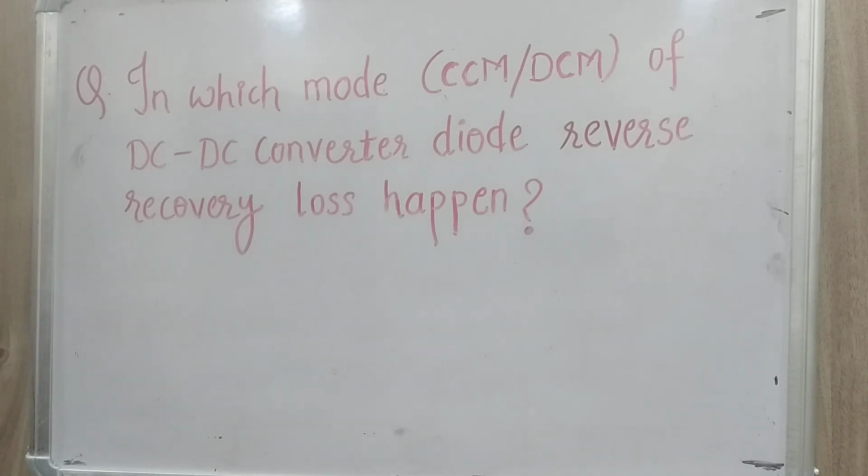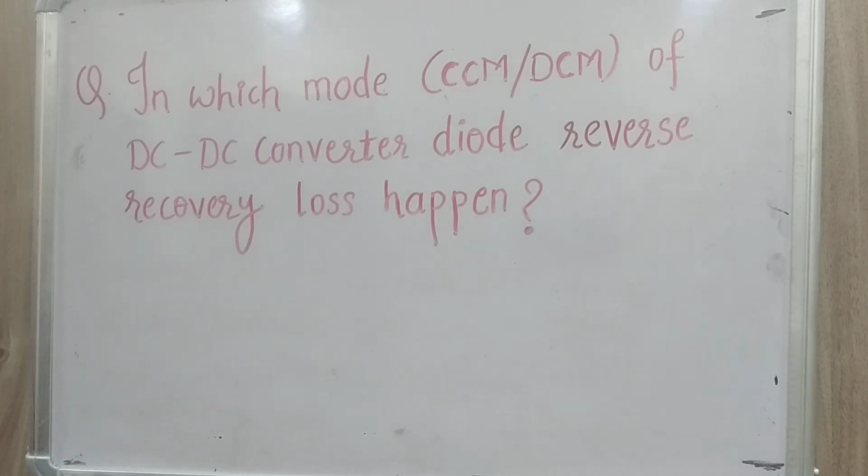Maybe some of you might know the answer to this question, but maybe not the root cause of it. So we will have a look at the reverse recovery loss of the diode and in which mode of the DC-DC converter it happens. So whether it happens in CCM mode or DCM mode. CCM is basically continuous conduction mode and DCM is basically discontinuous conduction mode.